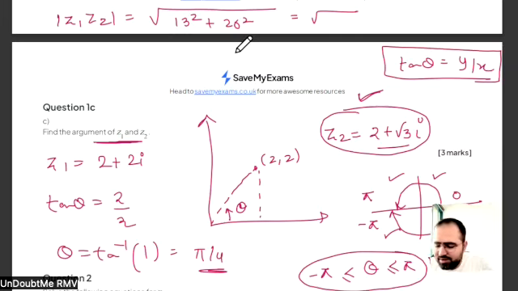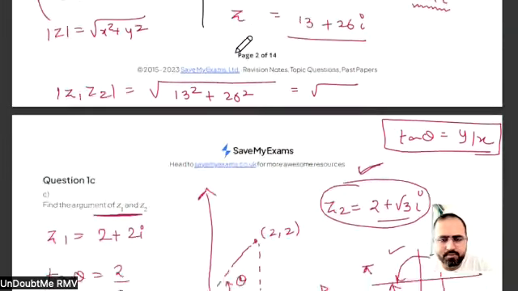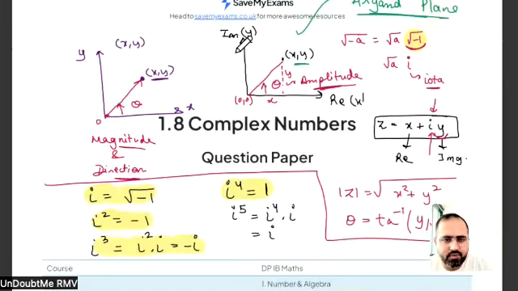Let's start with Madison. Madison, did you understand why tan theta is equal to y by x is written? Not fully, sir. Okay, how do we find the angle in a vector? Do you know that? So in a vector, we use a sine theta, a cos theta, right? And then we find it.